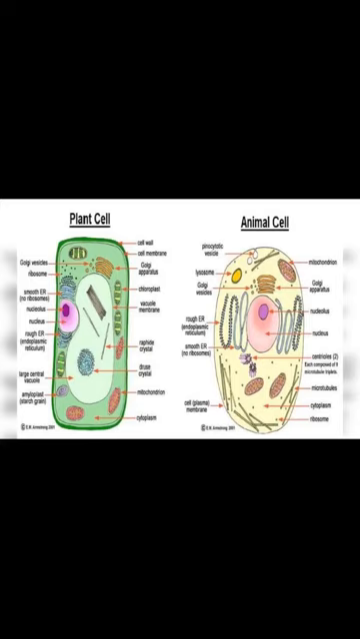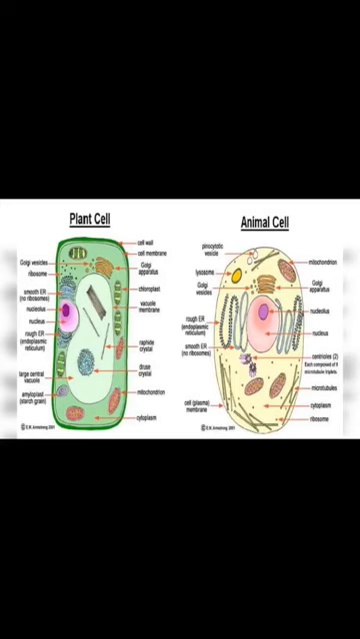Both cells have the plasma membrane. This one is the cell membrane or plasma membrane. But in the plant cell, around the plasma membrane or cell membrane, another layer is present. That one is the cell wall. The cell wall is present in plant cells, whereas it is absent in animal cells. There is no extra layer or extra membrane in the animal cell. Only in plant cells can we see the extra layer around the cell membrane, that is the cell wall.